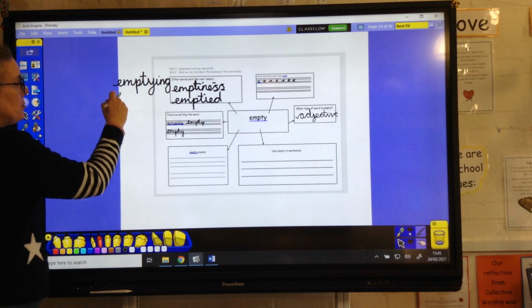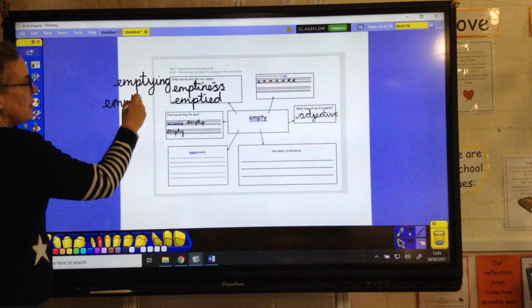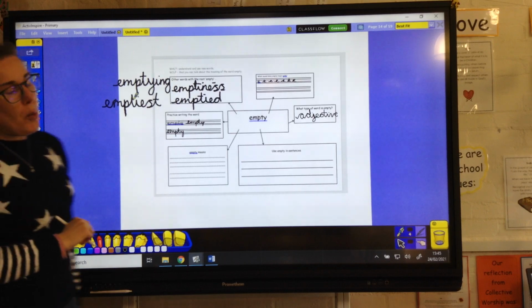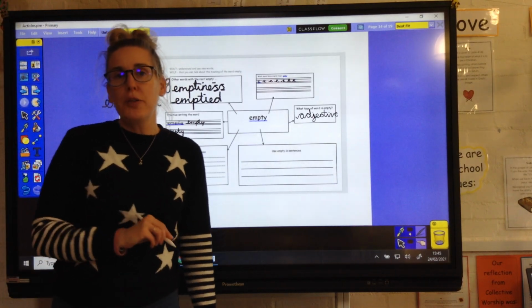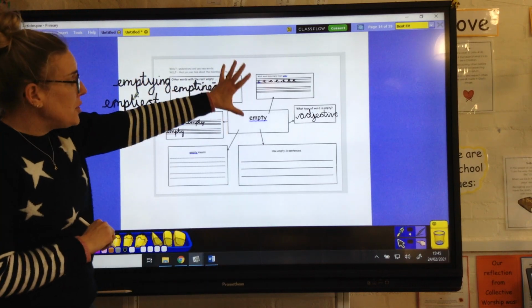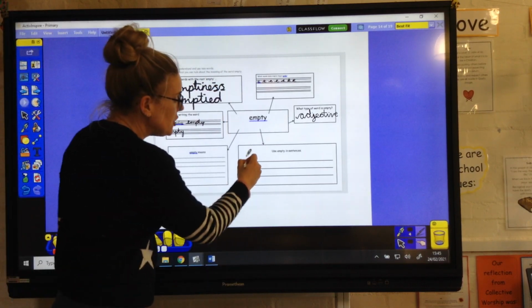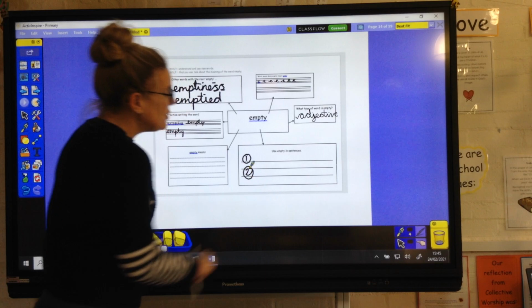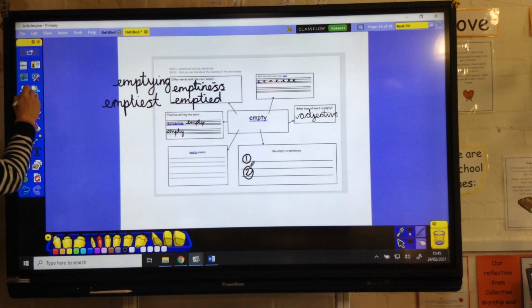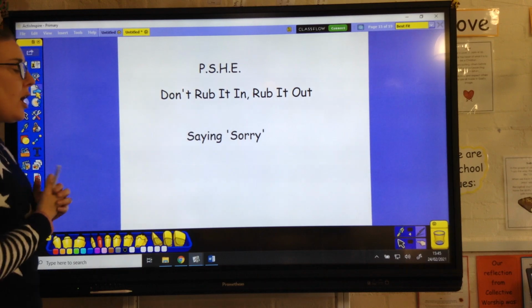Emptiest: I've got the emptiest box. Again, the Y becomes an I. I'll put a picture of our word of the week display on the website so that you can have a look at that, and you can use that to help you. And then we're going to use the word empty in 2 sentences. So our word of the week is our activity for today. We've got our Heart Smart.